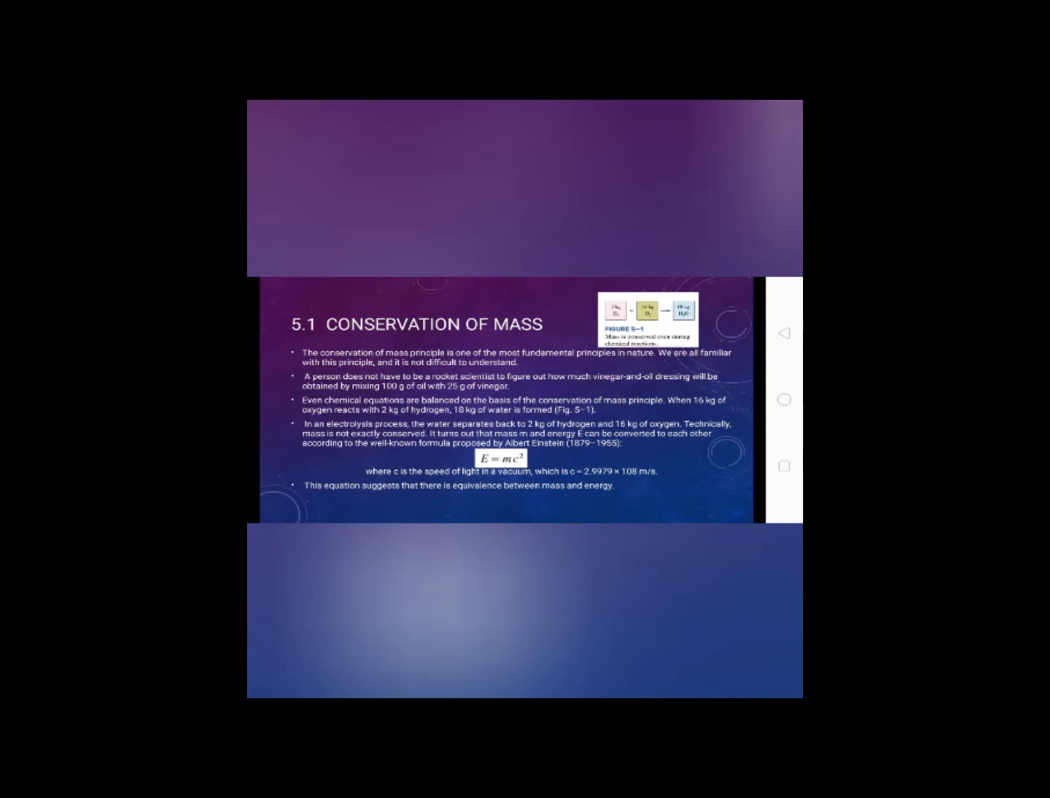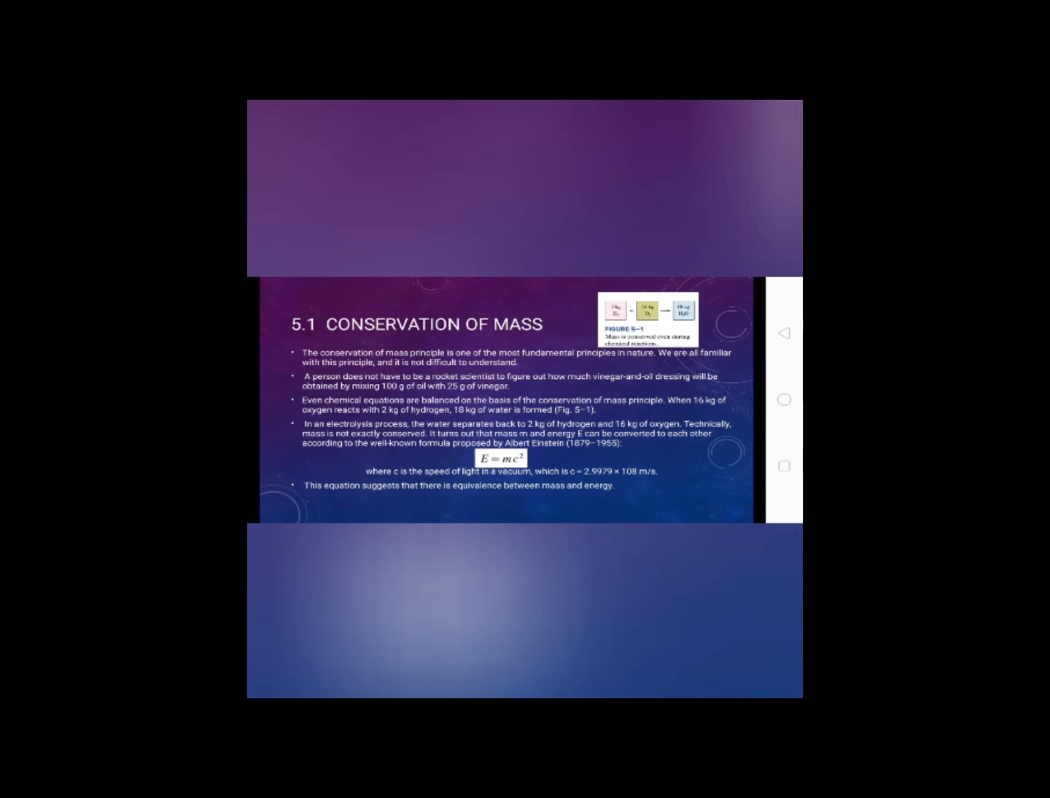Even chemical equations are balanced on the basis of the conservation of mass principle. When 16 kg of oxygen reacts with 2 kg of hydrogen, 18 kg of water is formed. In Figure 5.1, as you can see here, mass is conserved even during a chemical reaction. In an electrolysis process, the water separates back to 2 kg of hydrogen and 16 kg of oxygen. Technically, mass is not exactly conserved.